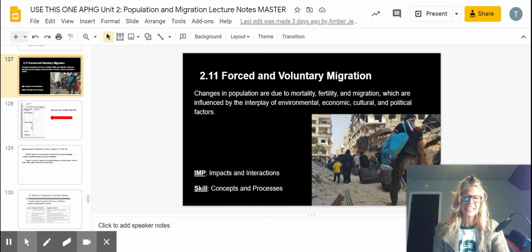Hey guys, we're going to cover 2.11 in your notes. So make sure you get your spirals ready. We are going to be talking about the difference between forced and voluntary migration.